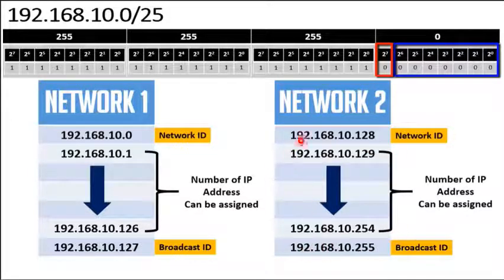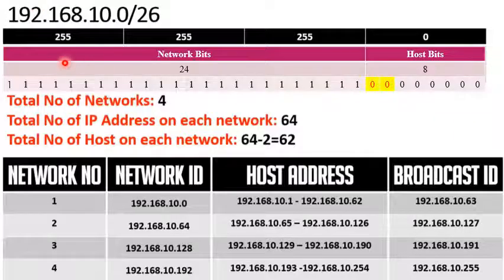It has 128 addresses in total. In those 128, the first address will be assigned for the network ID and the last address will be assigned for the broadcast ID. So subtract 128 minus 2, you will get 126. So the number of IP addresses that can be assigned for network 2 is 126. So this is an example of subnetting, how to do subnetting. Now, another example.